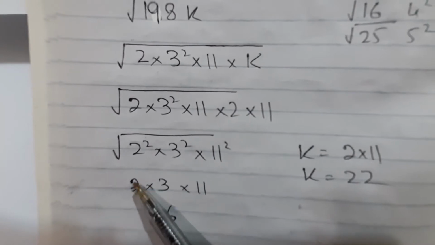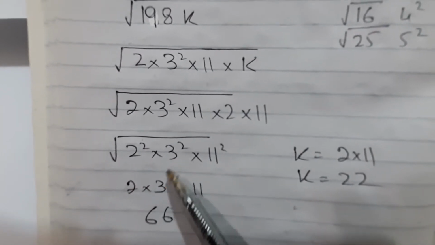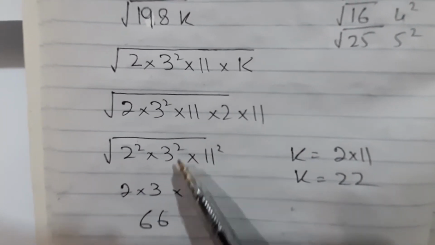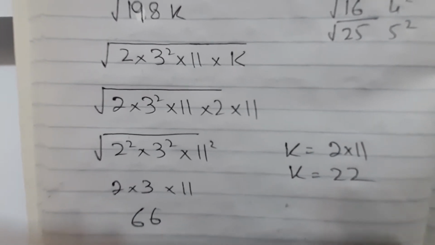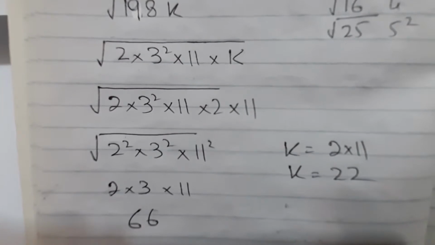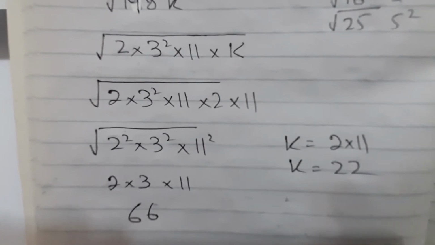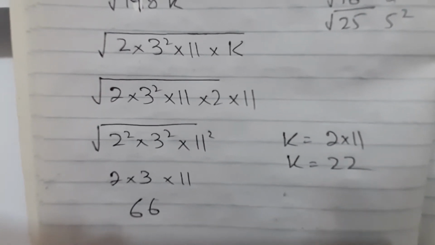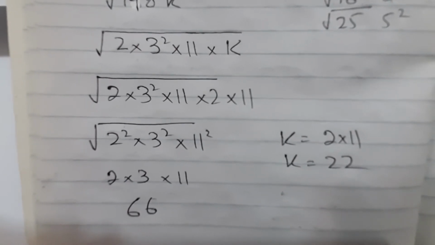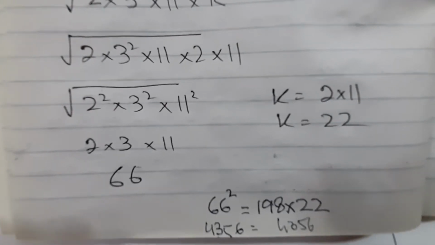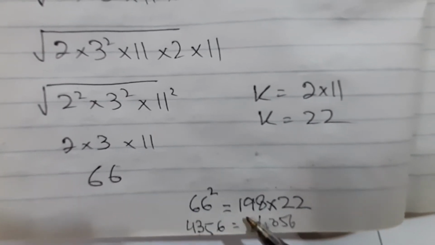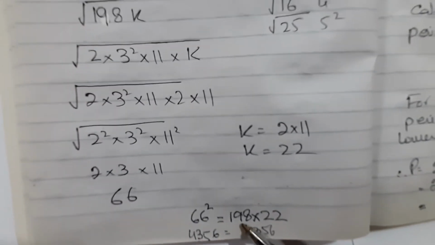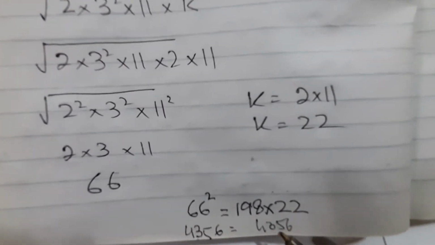So after that, if you multiply by 2 and 11, you will get this number. So from 2 square you will get 2, from 3 square you will get 3 because it is in the root, and 11 square 11. So if you multiply all these numbers, you will get 66. So basically what is 66? If I square 66, what answer I will get? I am showing you here that if you take a square of 66, it will be equals to 198 multiplied by 22. You can see here.